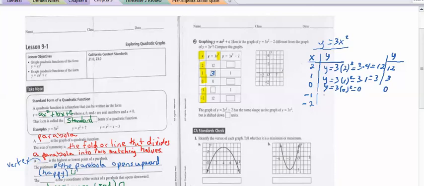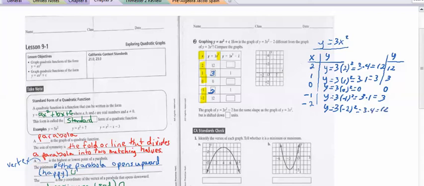Then we're going to go negative 1. So y equals 3 times negative 1 squared, which is negative 1 times negative 1 is positive 1, and it's equal to 3. And then this one they already did for us, but we'll go ahead and prove that they're correct. We have 3 and negative 2 squared, which is negative 2 times negative 2 is positive 4. So 3 times 4 is 12. And that's how they got that 12.